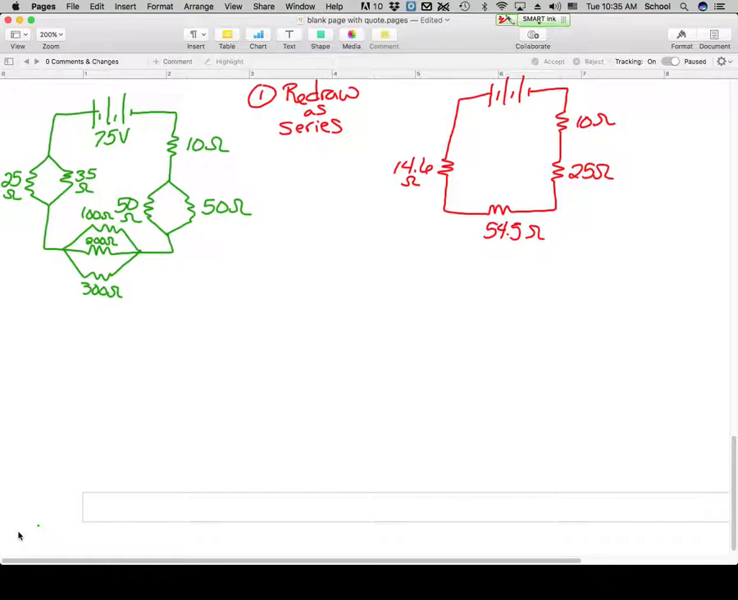Okay, so now can we find out what the effective resistance is? Sure, the effective resistance we just add around the circle. So if we take our 14.6 and add our 54.5 and add our 25 and add our 10, we get 104.1 ohms in total resistance.